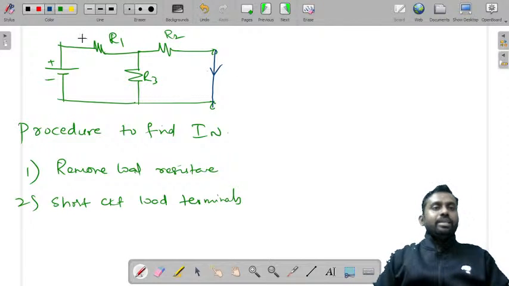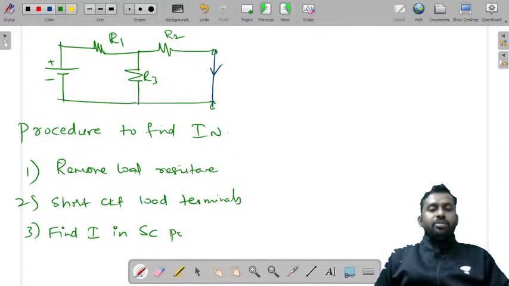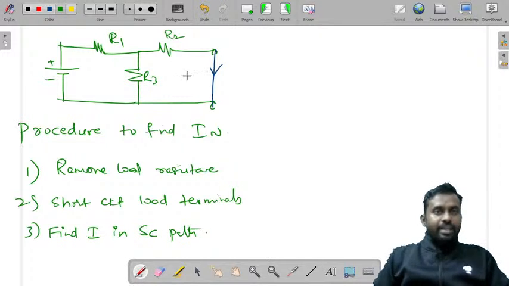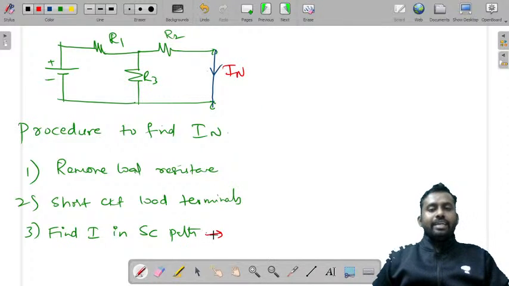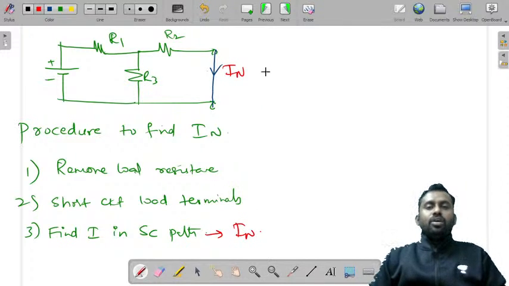And third step is find current in short circuit path. That means finding this current IN. That current is IN simply. So how do you get this IN?